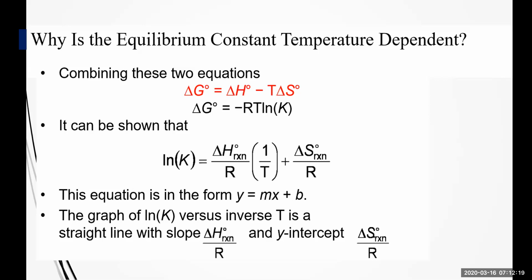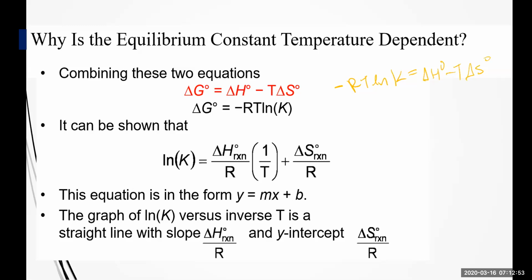Now, they ask us, why is the equilibrium constant temperature dependent? Right? And so we know we have 2 expressions. We know that we have delta G naught is equal to the enthalpy minus T delta S, right? Our temperature times our entropy. And we know that delta G naught is equal to a negative RT ln K. And so when we put those together, we can get an expression that looks something like this. Negative RT ln K is equal to delta H naught minus T delta S.